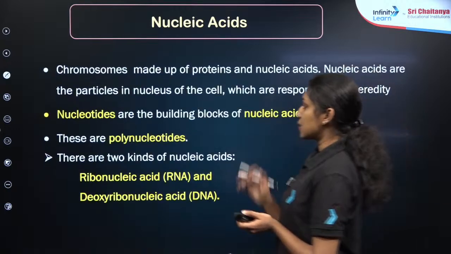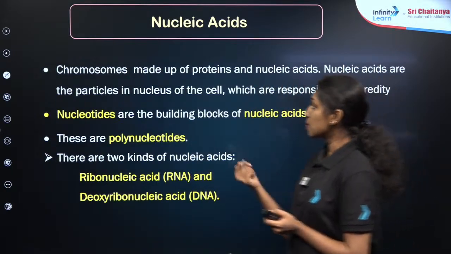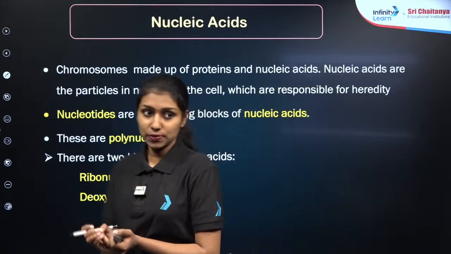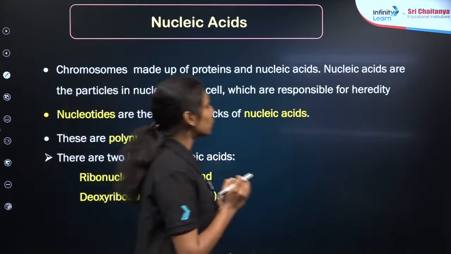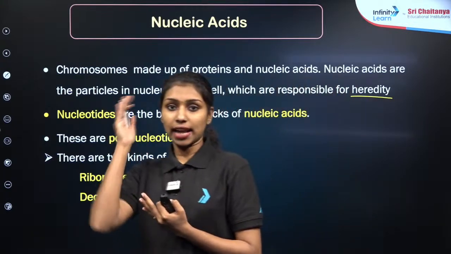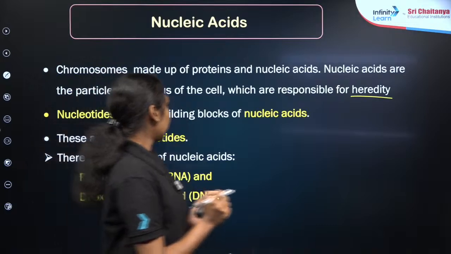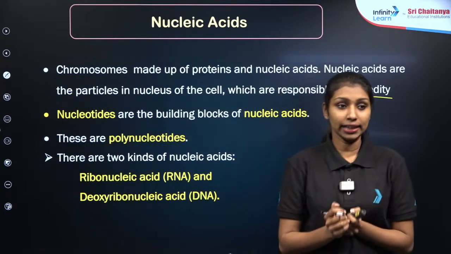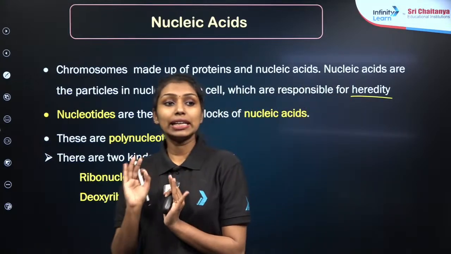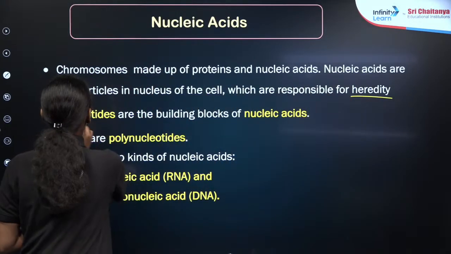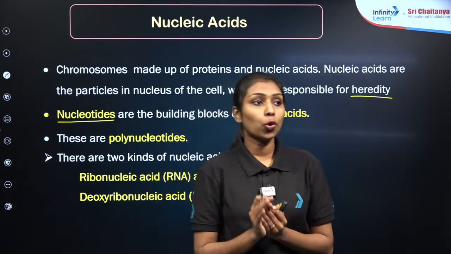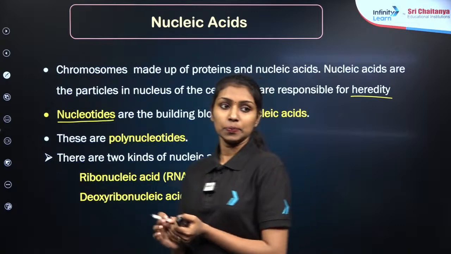The nucleic acids, as you can see over here, are in the chromosomes. Chromosomes are made up of proteins and nucleic acids. The nucleic acids are the particles in the nucleus of the cell, as I have already mentioned, which are responsible for heredity. Heredity means some of the characters or textures that are transmitted from parents to children. When we discuss the nucleic acids, we can say that nucleotides are the building blocks of the nucleic acids. So we can call nucleic acids polynucleotides. Clear?